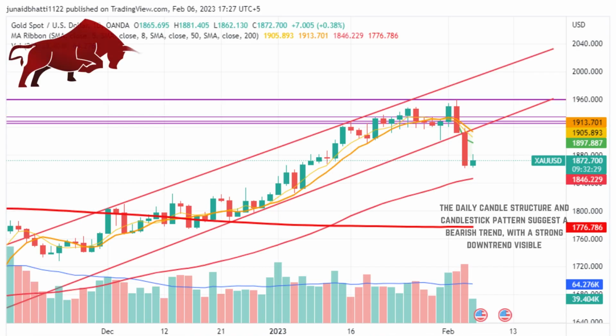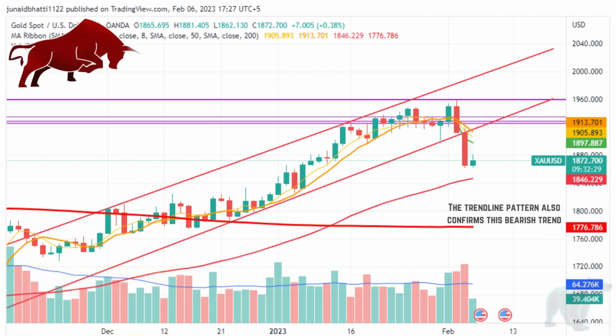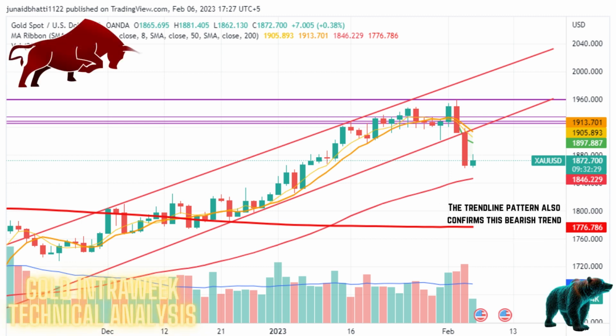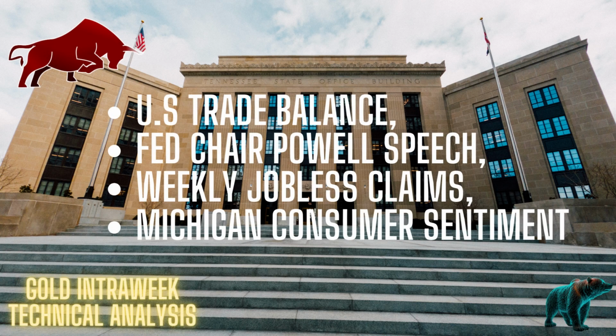Overall, the daily candle structure and candlestick pattern suggest a bearish trend with a strong downtrend visible on the daily chart pattern. The trendline pattern also confirms this bearish trend, and traders should exercise caution and keep a close eye on the key economic data releases this week, as they could have a significant impact on the gold market.